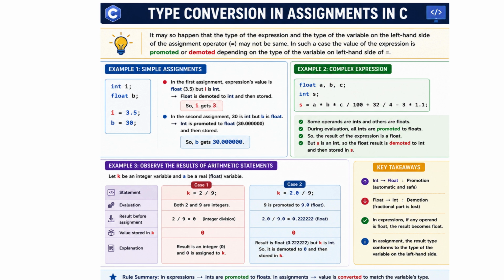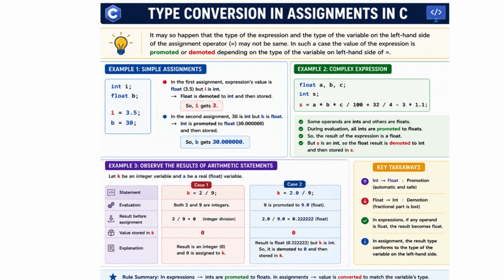See example 2. Some operands are ints, whereas others are floats. During expression evaluation, the ints would be promoted to floats. Therefore, the result of the expression would be a float. But when this float value is assigned to s, it is again demoted to an int and then stored in s. Let us observe the result of the arithmetic statement to understand clearly.